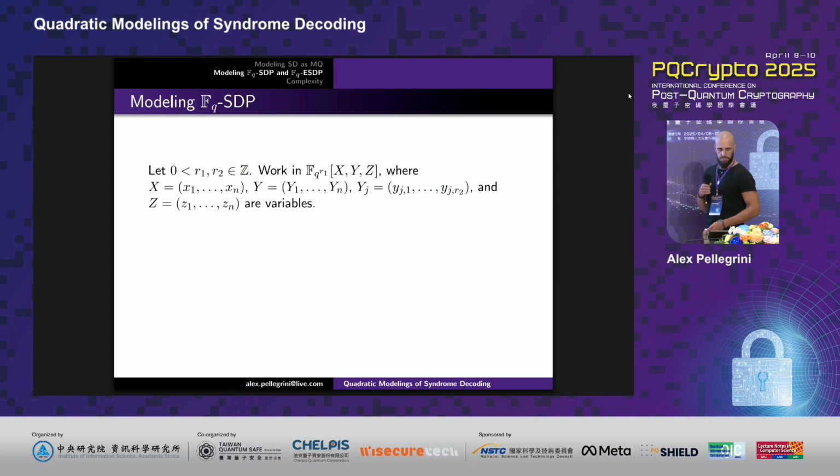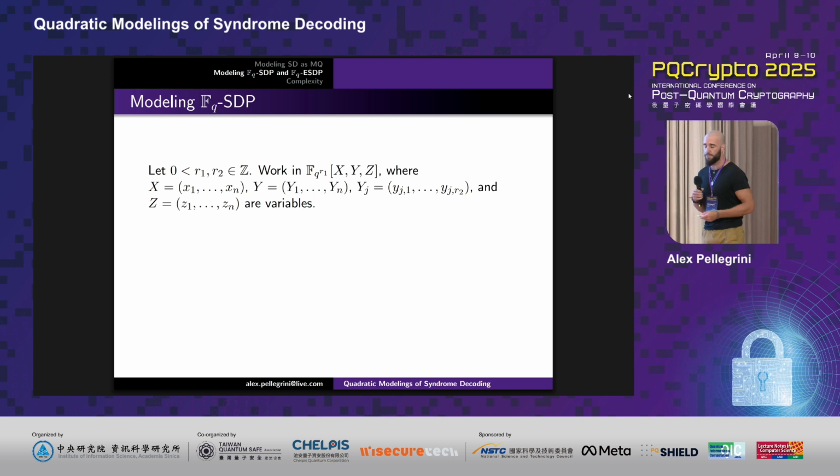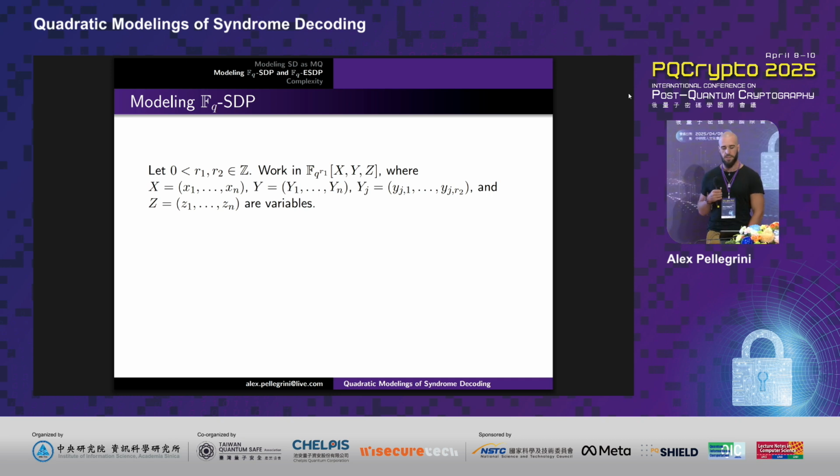Very good. So let's go with the second contribution, which is a modeling of the syndrome decoding problem over FQ. We start with two integers, R1 and R2. R1 is going to define basically an extension field where we are working, and R2 is adjusting a little bit the number of variables and equations that are going to appear in the new system. So X, Y, and Z are again blocks of variables.